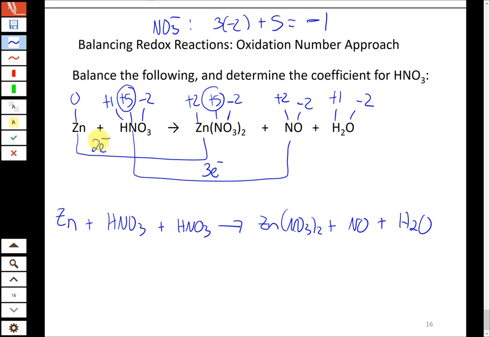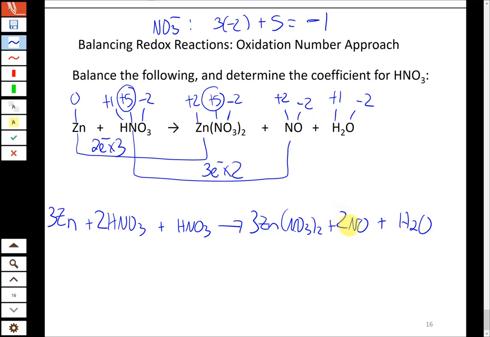So we have 2 electrons and 3 electrons. So what's the least common multiple of 2 and 3? 6. So we're going to triple that, and we're going to double that. So we tripled the coefficients on zinc and zinc nitrate. They become 3. And then we double the coefficients on the first HNO3 and NO, so they become 2.